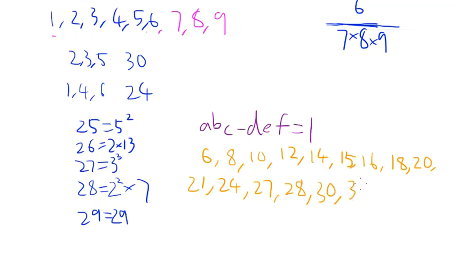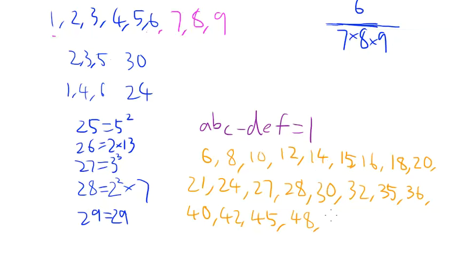We can get 32, 35, 36, 40. Okay, let's just speed through this. 45, basically including everything that's in the times table. Can I get 49? No, we can't get 49 because we only have one 7, and 49 has two 7s. We can't get 50 either because that would require two 5s, like 25.